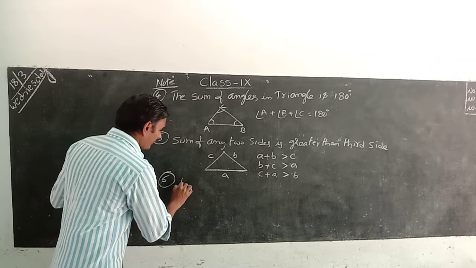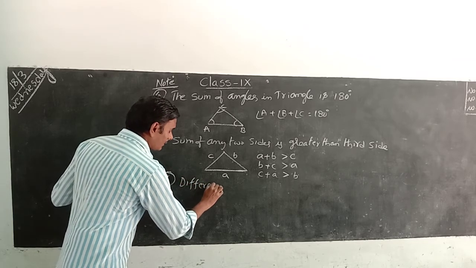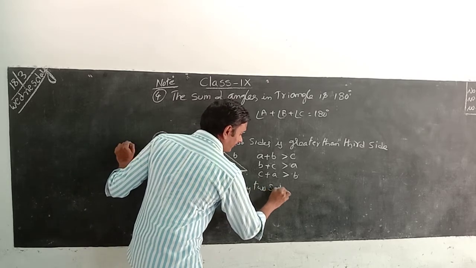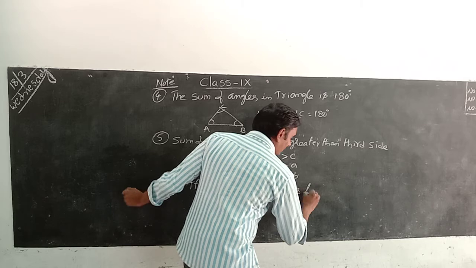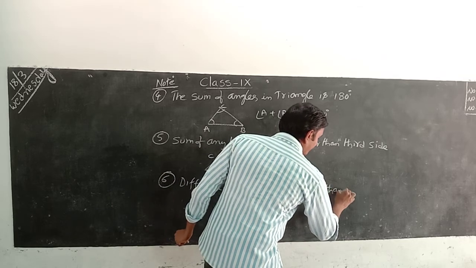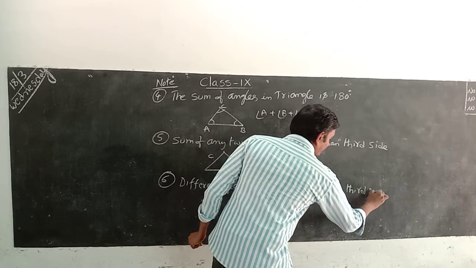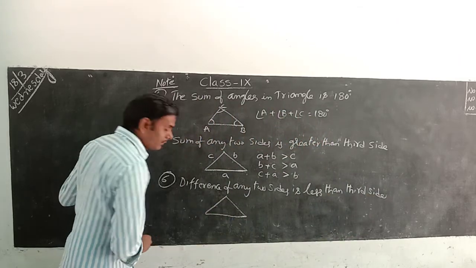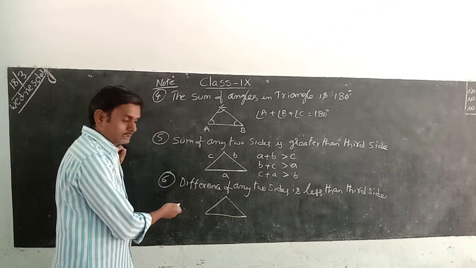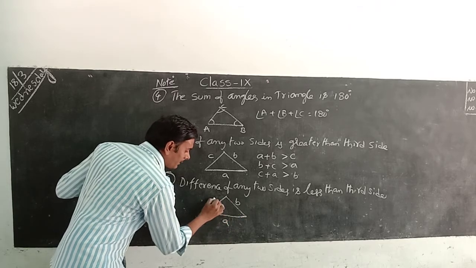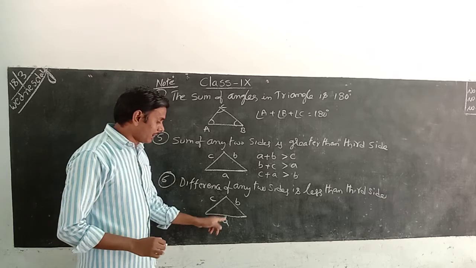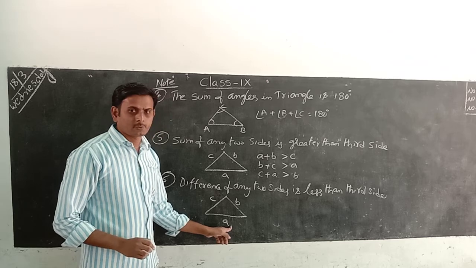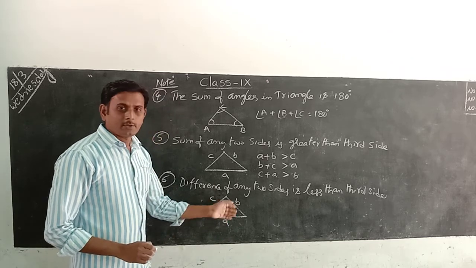Okay, next one, sixth one. Difference of any two sides is less than third side. Difference of any two sides means I am taking a triangle here. I choose the lengths: this length is A, this length is B, this length is C. How we are writing A, B, C: the vertex opposite should be capital A, then only this length should be small letter a.